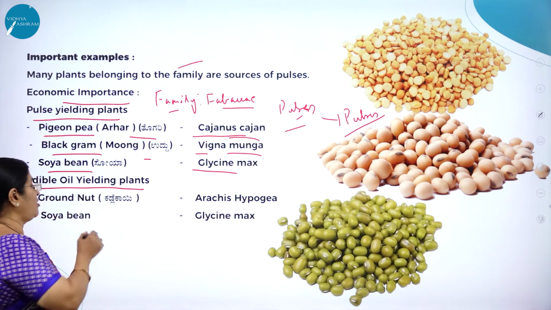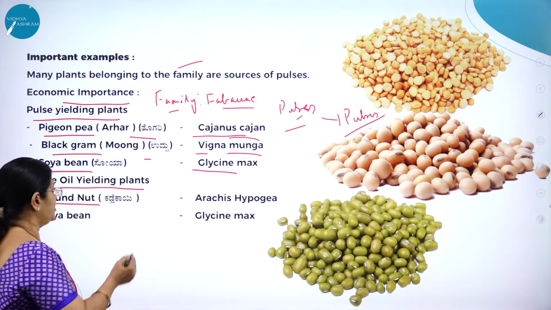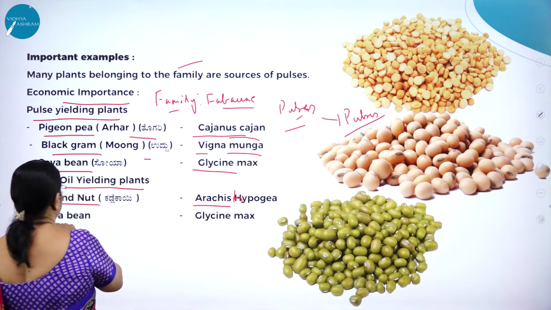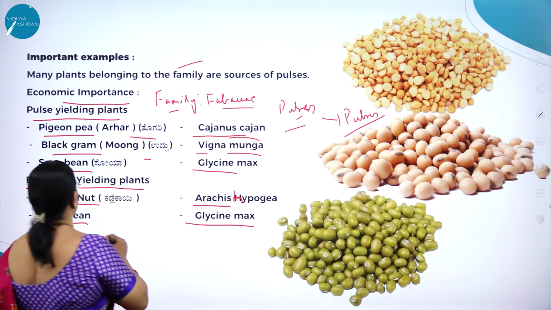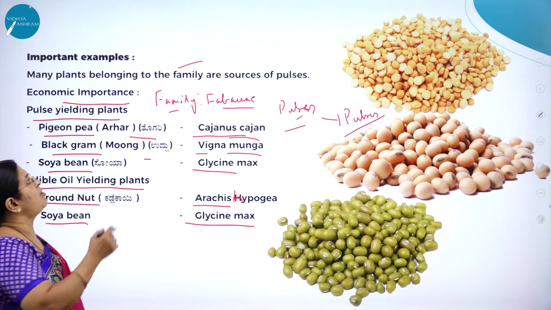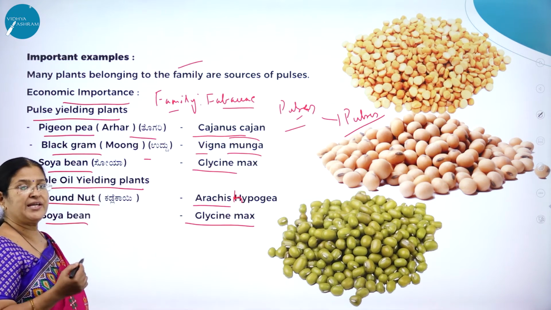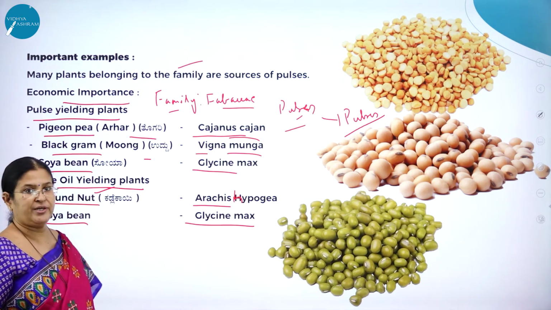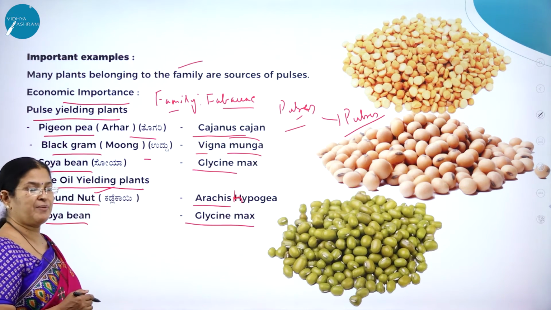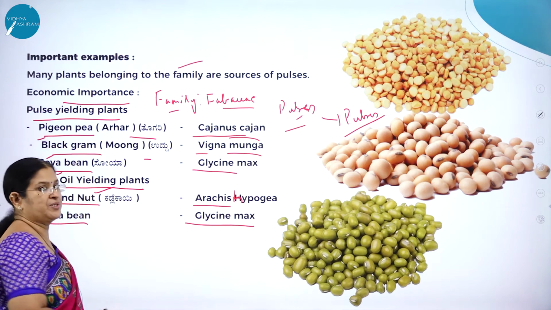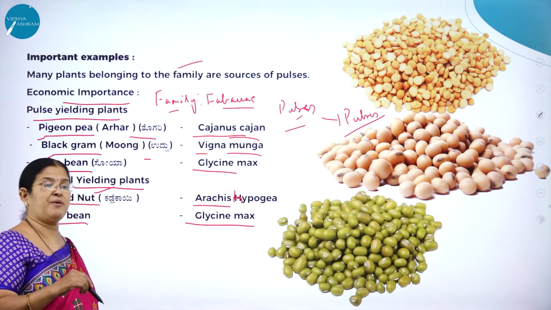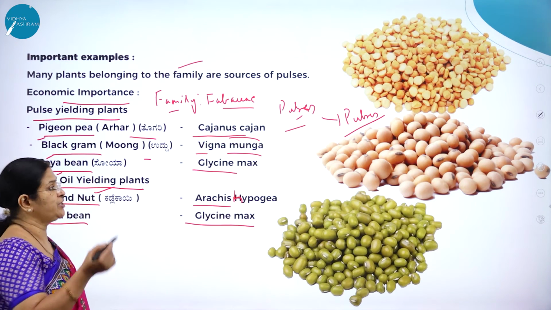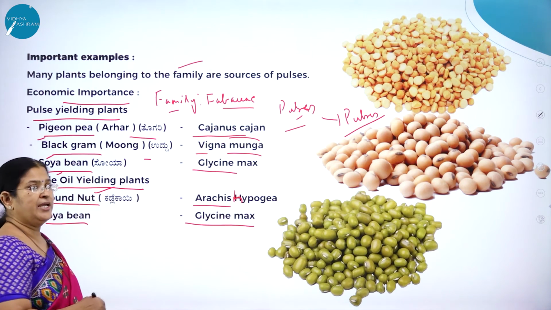Then oil yielding plant, all of us know about groundnut, kadlekai. Groundnut, Arachis hypogaea, this is the scientific name. Then soya bean, already I said, Glycine max. So these are the examples belonging to this family Fabaceae. For example, name an oil yielding plant belonging to family Fabaceae: groundnut. Name a pulse yielding plant belonging to family Fabaceae, you can write any example. So you need to understand the family as well as the examples, the economically important plants belonging to that family. These are very, very important examples.